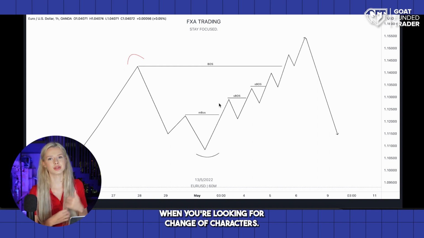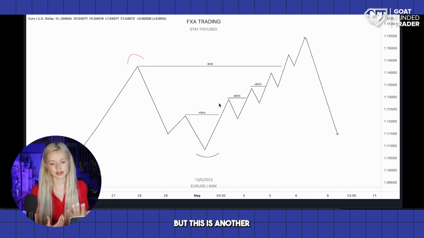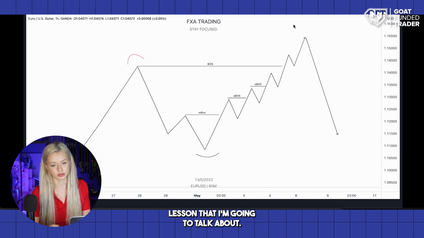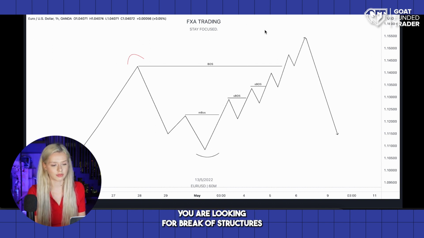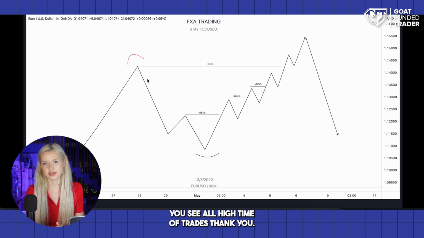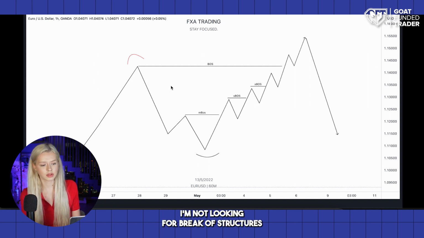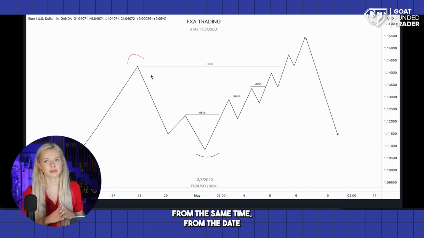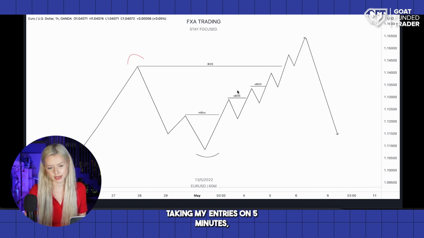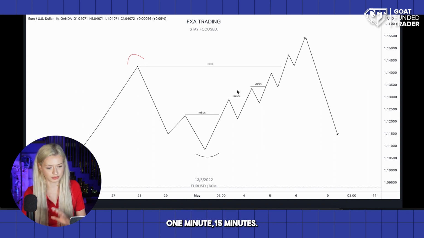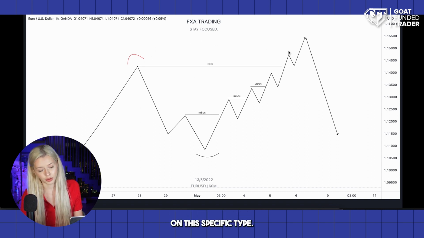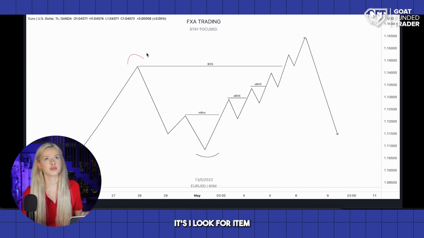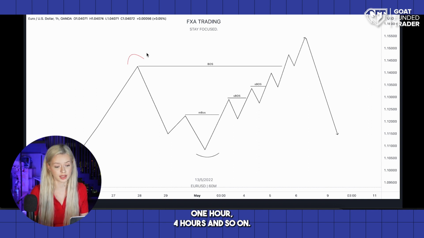Also, it's useful when you're looking for change of characters, but this is another lesson that I'm going to talk about. So for now, just remember this structure. You're looking for a break of structures, usually on higher time frames. This is what I'm looking for. I'm not looking for break of structures on the same time frame that I take my entry. I'm usually taking my entries on 5 minutes, 1 minute, 15 minutes. It depends on my mood. So I don't look for a break of structure on these specific time frames. I look for it on 1 hour, 4 hours, and so on.